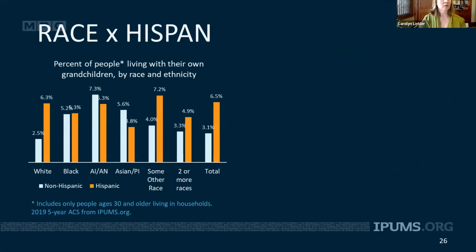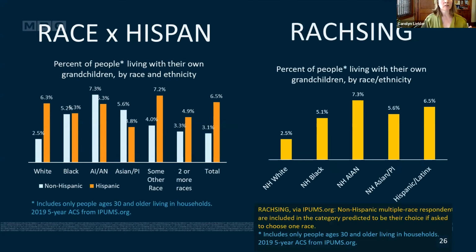Okay, just to round it out, you saw this chart already. This was the first of the examples of what's difficult to see if you're using the race and the Hispanic variables. So here's what that same statistic would look like if you used RACHSING instead. I like it. It's much cleaner, and each category is interpretable.